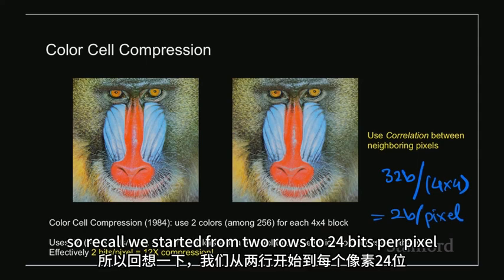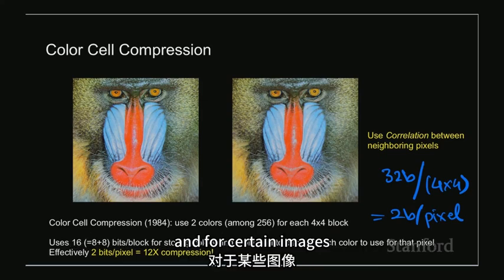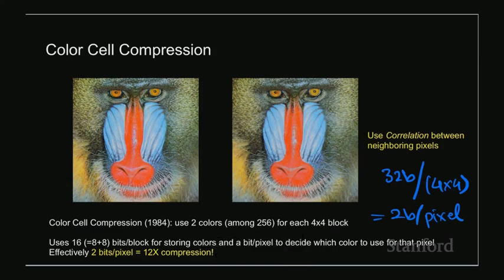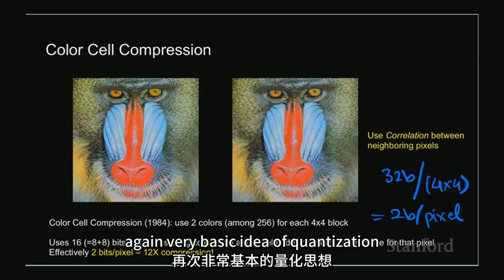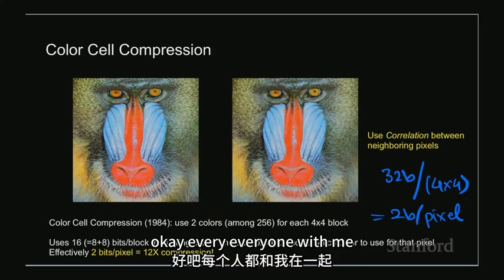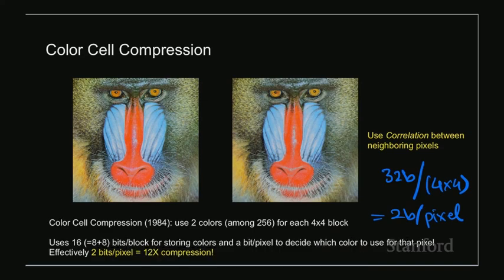Recall, we started from 24 bits per pixel, and now we have gotten down to just 2 bits per pixel. And for certain images, this compression, as you can see for this particular example, is really good. Again, a very basic idea of quantization. Okay, is everyone with me? Are people understanding what's happening? Okay, good.